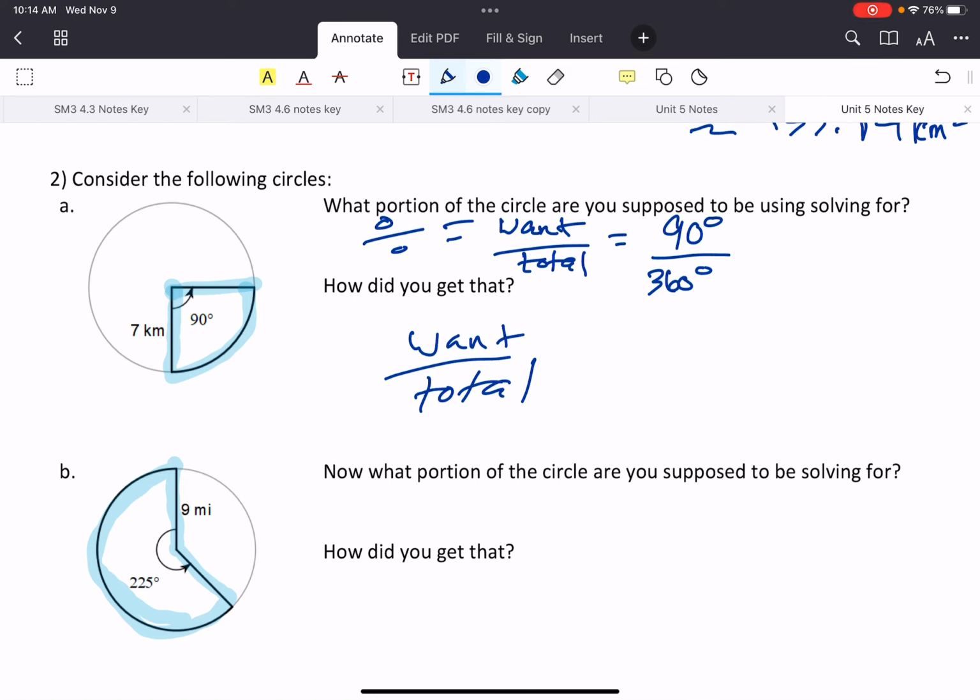So how would we find the area for this? Let's find the area. Let's just practice. Decide what we know.